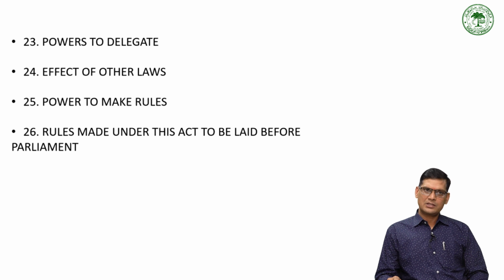Section 23 deals with the powers to delegate, and Section 24 deals with the effect of other laws. Section 25, powers to make rules. It provides the powers to the central government to make rules for environment conservation. And Section 26 empowers the central government to make rules, and these rules should be laid before Parliament.